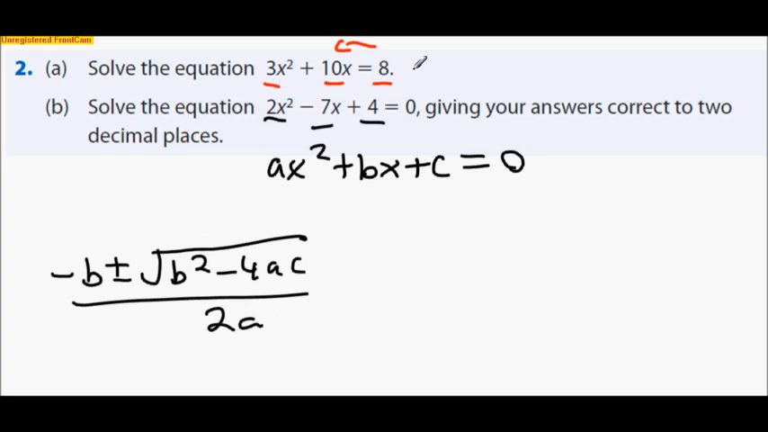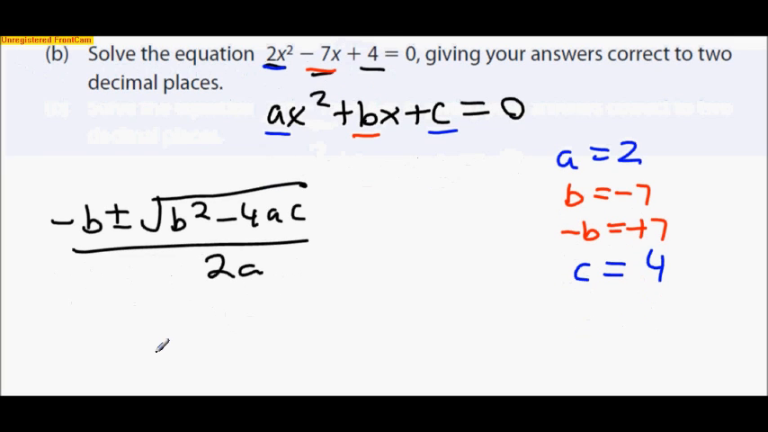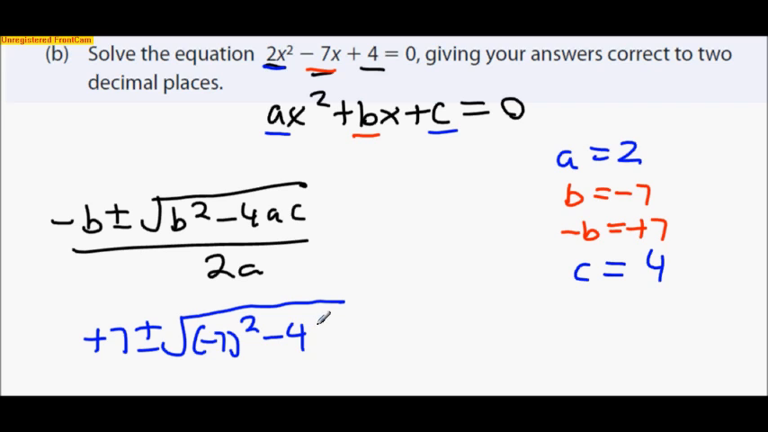Now we have to find out what each one is. a is 2. This comes in front. b is minus 7. And this will make minus b equal to plus 7. And c equals 4. So we're going to put these into our equation. So what we can get is plus 7 plus or minus the square root of 7 squared, or b squared, which is minus 7 squared, minus 4 times 2 times 4, all over 2 times 2.